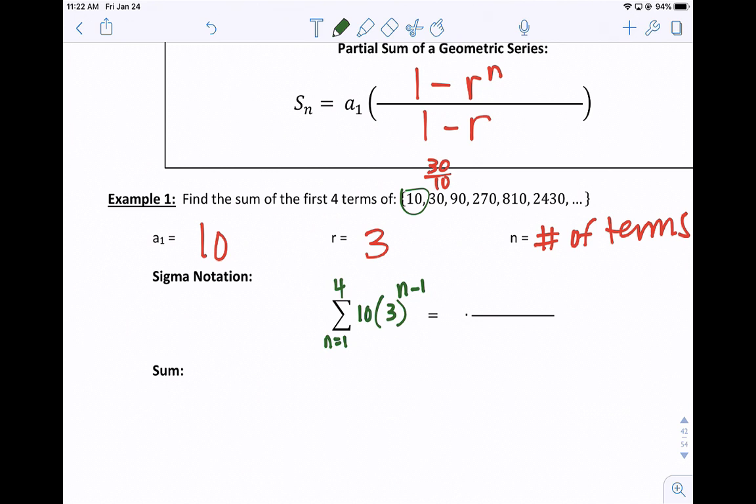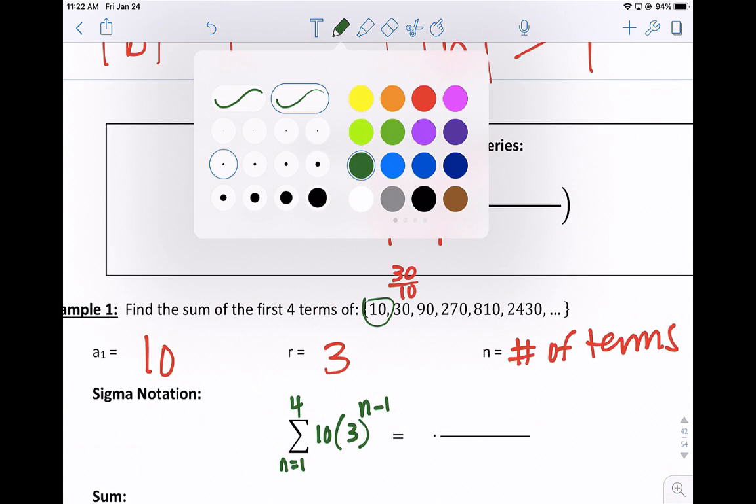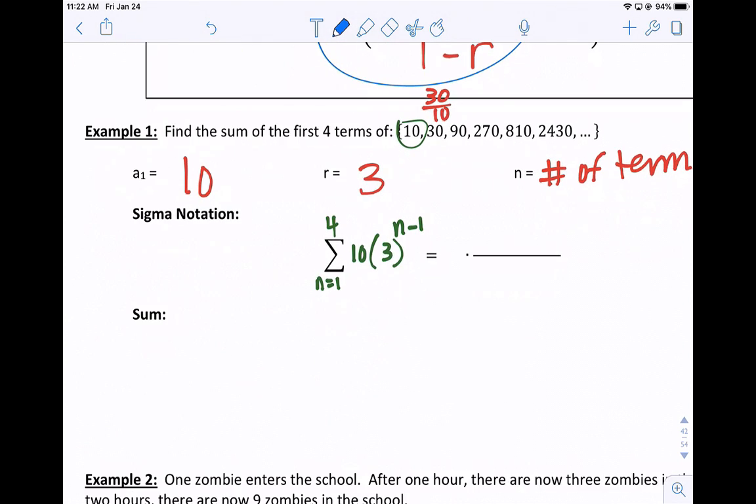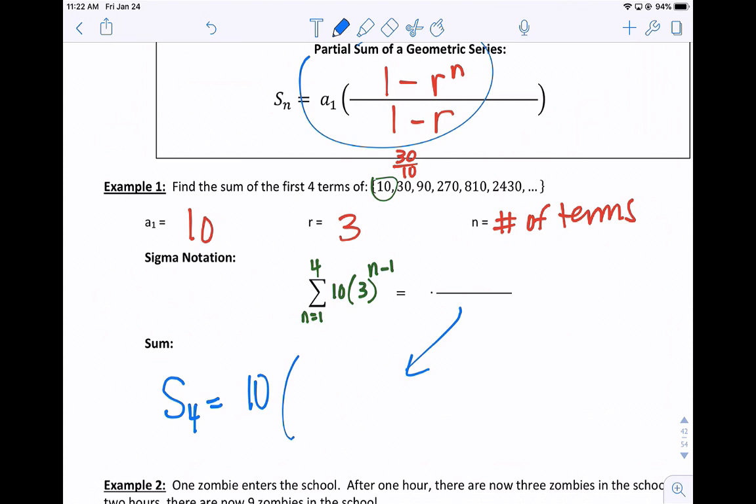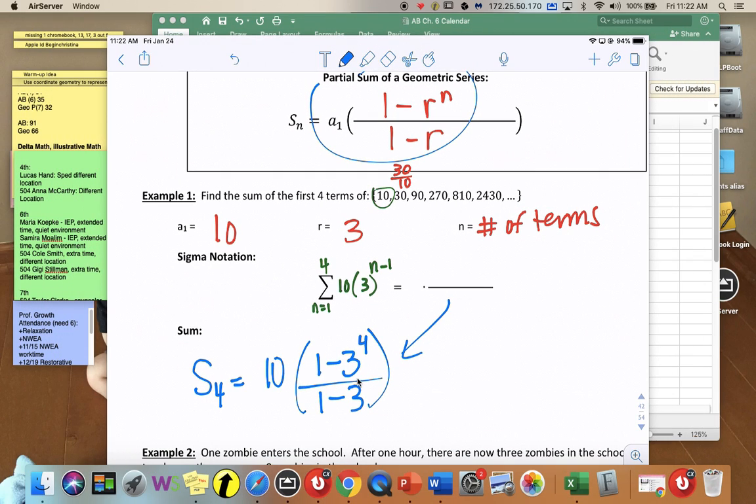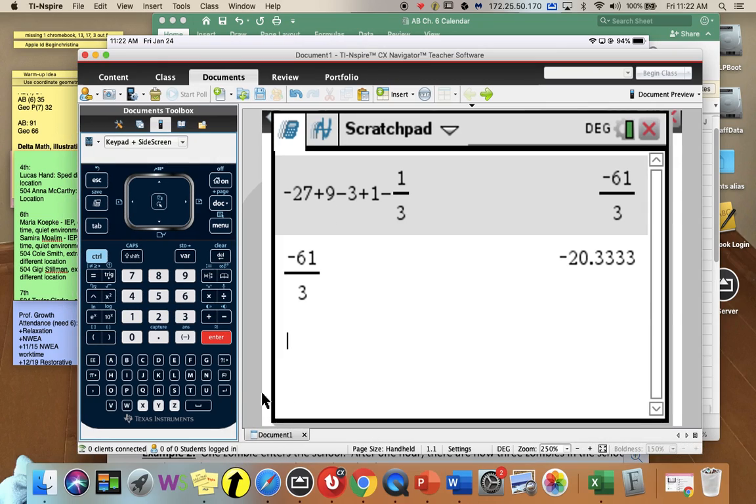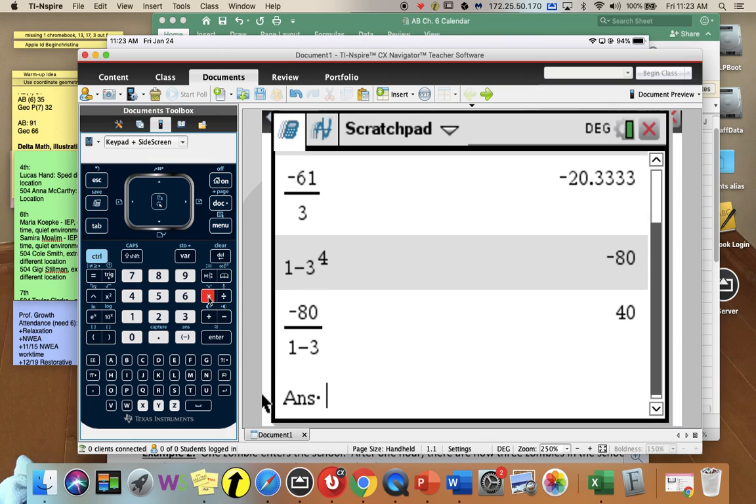If we want to plug into our formula now, let's plug into this right here to find the sum. And I'll do that down here. So the sum of the first 4 terms would be the first term, 10, times 1 minus the ratio to the 4th power over 1 minus the ratio. And when you type that in your calculator, I would hit enter before I divided. Here's how I would type it in. So I would do the top first, 1 minus 3 to the 4th power. I would hit enter, divided by parentheses 1 minus 3, and all of that times the first term, which is 10.